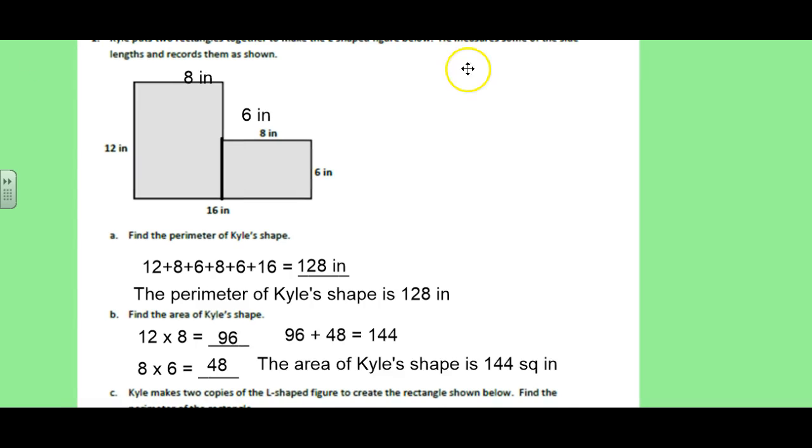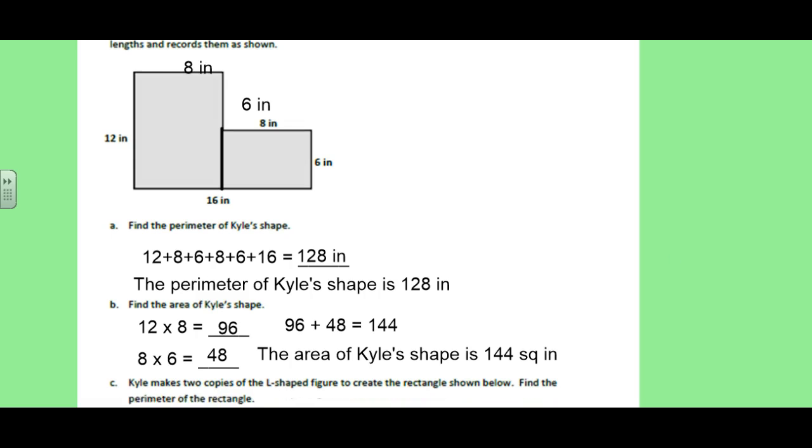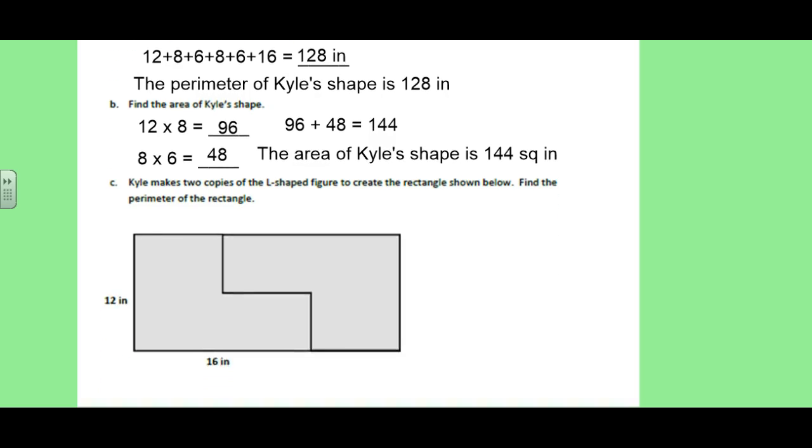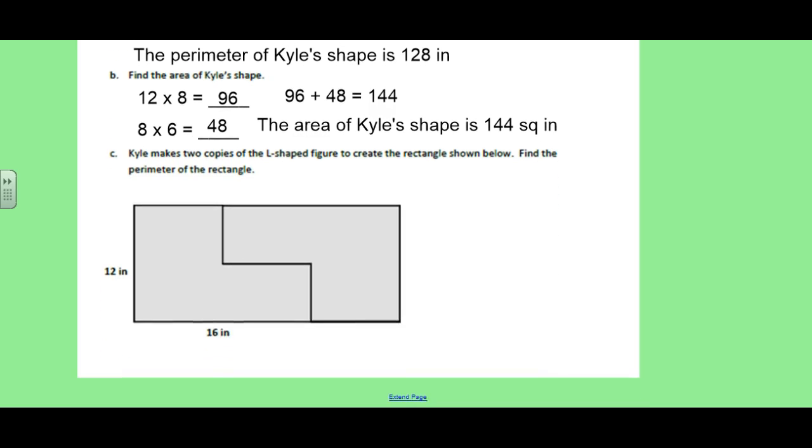So 12 times 8 was 96, and 8 times 6 is 48. And when you add 96 and 48 together, you get 144. So the area of Kyle's shape is 144 square inches. And now we're ready to move on to part C.